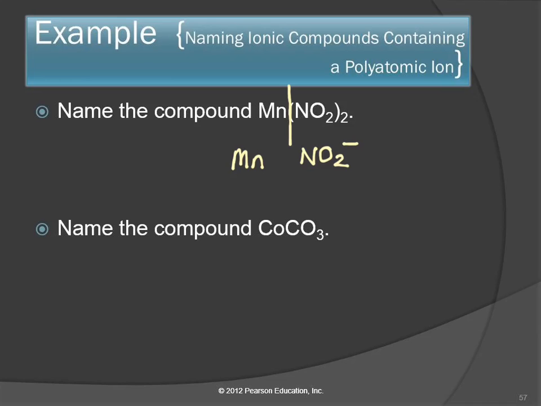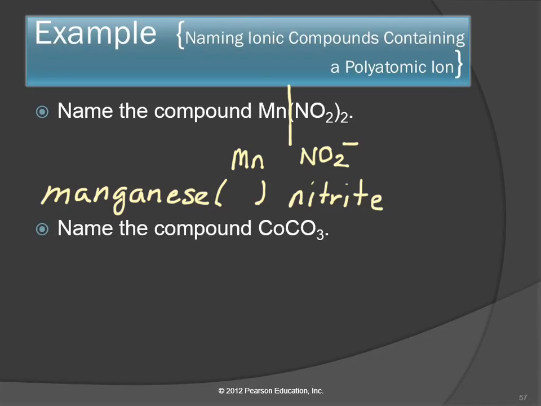I'm going to rough out the name here. Mn is the symbol for what? Manganese. Not magnesium. And there's no such thing as manganesium. Well, let's just cover the bases. Manganese. And it's going to need a Roman numeral, so I'm going to put the parentheses in there and leave some space so I don't forget to come back and do that. And then this guy's name was nitrite. So it's manganese something nitrite.